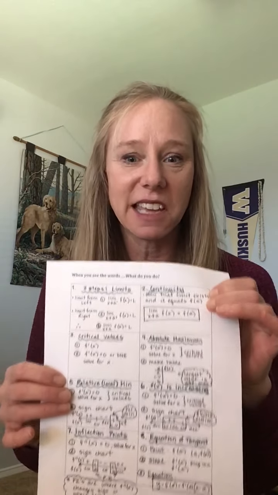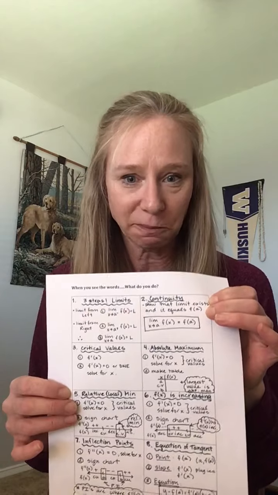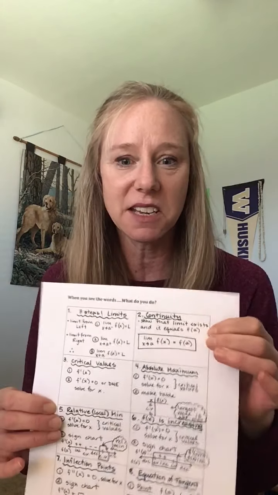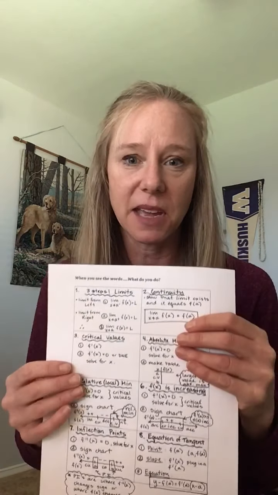So let's say we're talking about the continuity question. Show that f of x is continuous at a. Well, what do I do? When I see the word continuity, what am I thinking? And hopefully you're thinking this: the limit as x goes to a of f of x has to equal f of a. So you're going to find f of a, you're going to find the limit, and you're going to see if they're the same and show that.